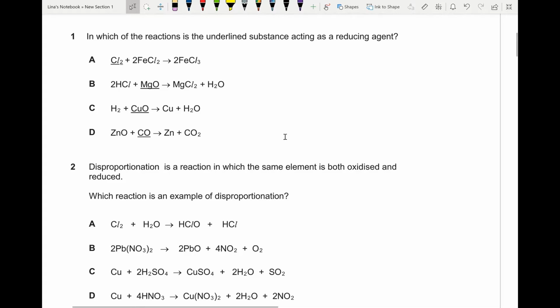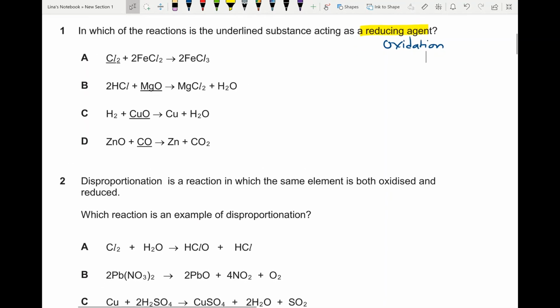In which of the reactions is the underlying substance acting as a reducing agent? First thing that we need to remember is a reducing agent undergoes oxidation. So you want to find which of the underlying substances undergoes oxidation. In order to do that, we can take a look at the oxidation number. So let's start with A.